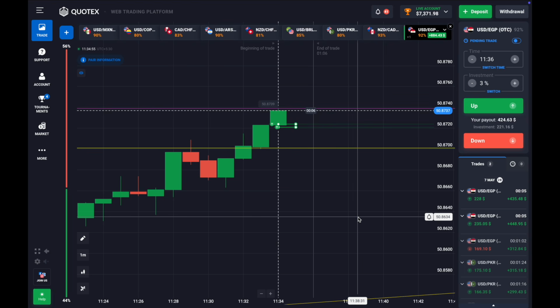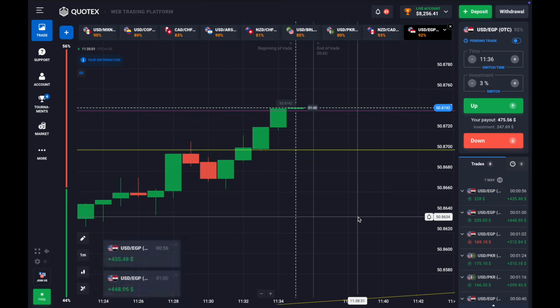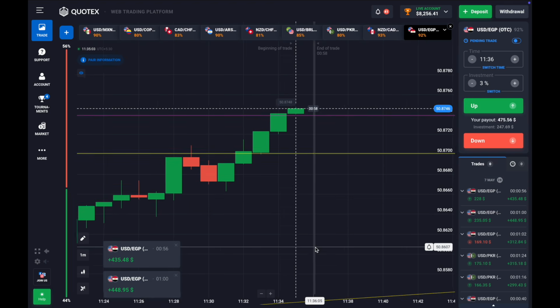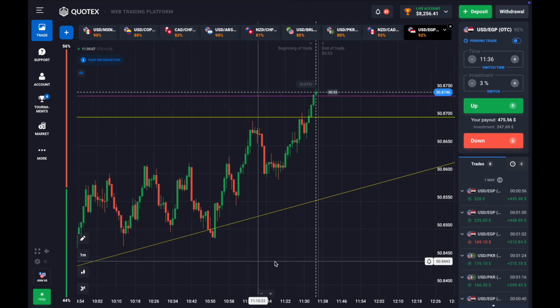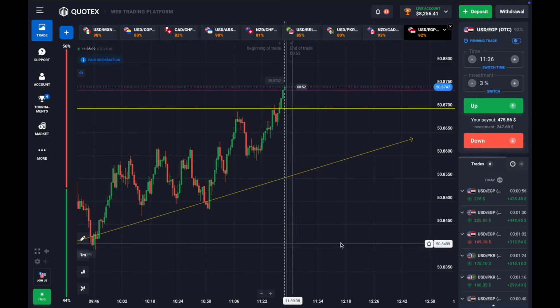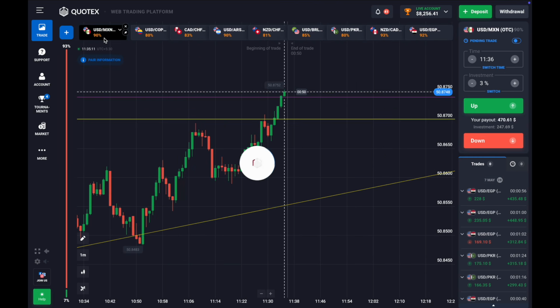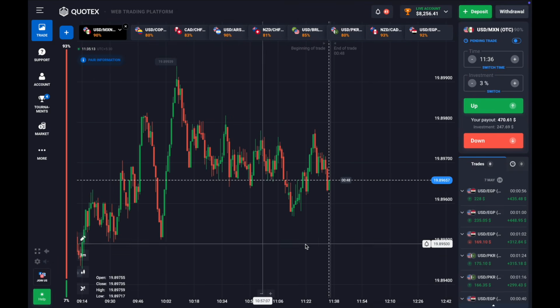Okay, so let's wait. You see the candle is exactly bouncing back from the pink line. Okay, there was a breakout. Now we will not be taking any more trades in this chart because the target is completed and we don't know what the next candle is going to form. So we will be switching our chart, and let's see.